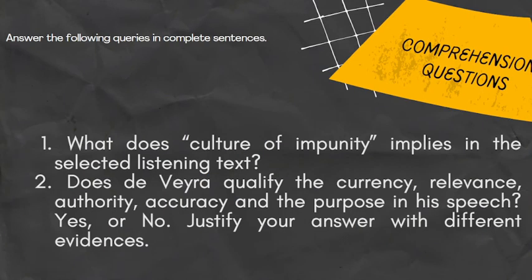Next, for the comprehension questions: what does culture of impunity imply in the selected listening text? Does De Vera qualify the currency, relevance, authority, accuracy, and the purpose in his speech? Yes or no? Justify your answer with different evidences.